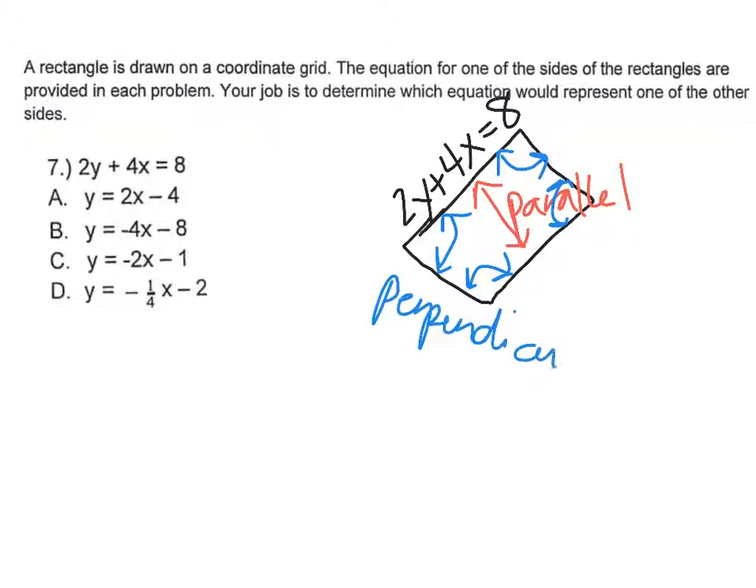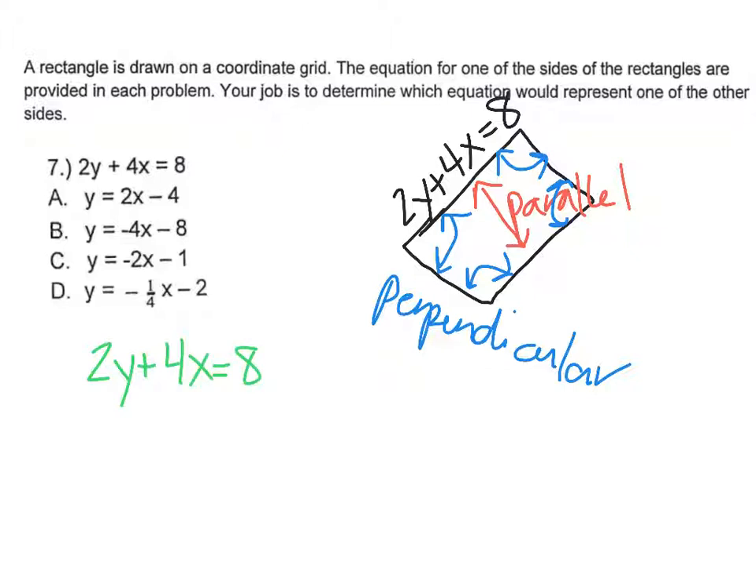Now, realistically, you could have an equation that represents a parallel line, because there would be a parallel side, or you could have one that would be perpendicular. Okay? So our job is to figure out which one we have in this situation. Well, the first thing we need to know is our current slope. Well, we don't know our current slope because our y is not alone. We are at 2y plus 4x equals 8. If your y is not alone, you have to get it alone.